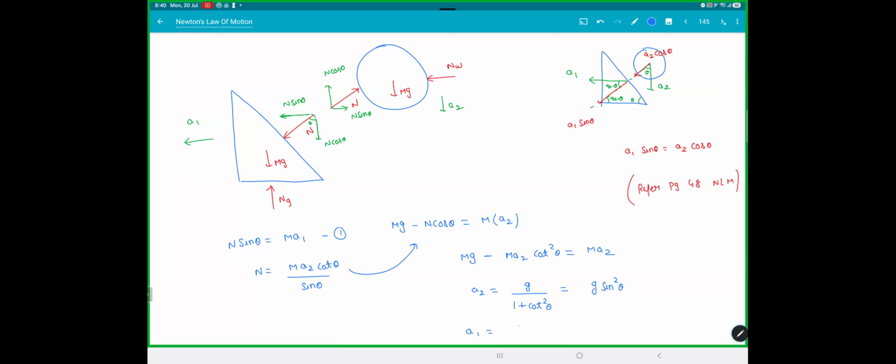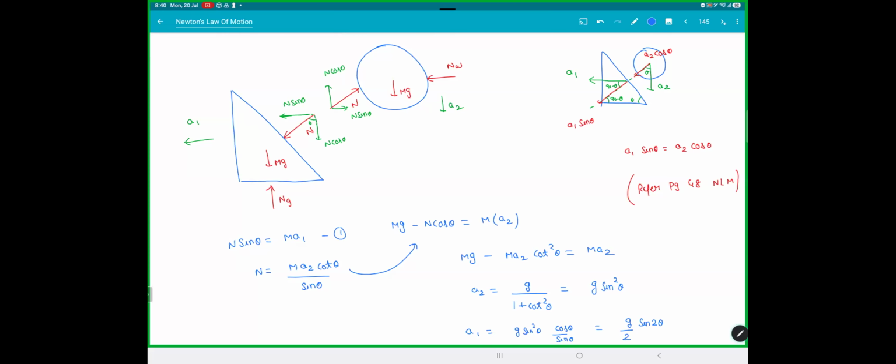Then your a1 will be a2, g sine square theta, times cos theta by sine theta. One sine will go off, you end up with g by 2 sine 2 theta. Check your answers.